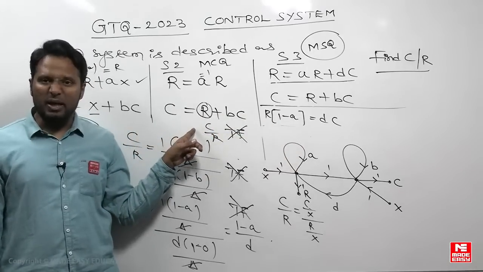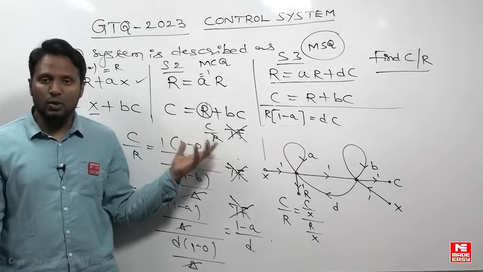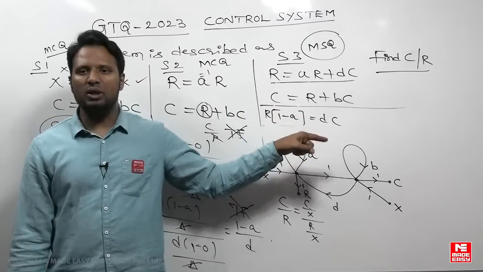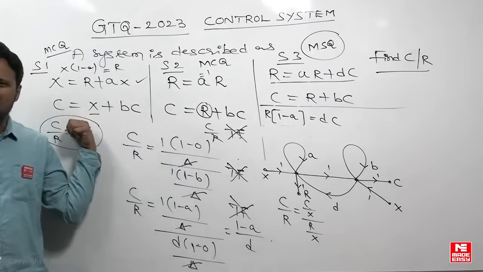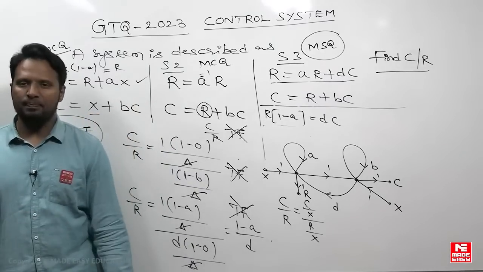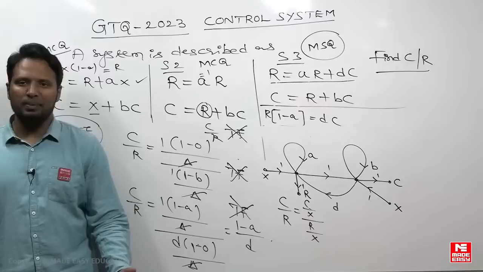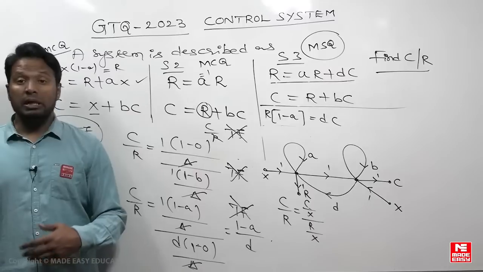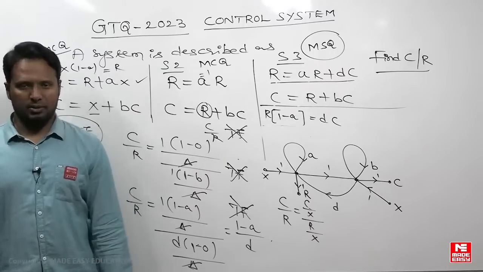Yes, this C by R is not a transfer function but it is unique. This C by R is not a transfer function and it is not unique. This C by R is a transfer function and it is unique. So I hope the statement is very clear. The statement is loud and clear that if it is a transfer function it should be unique, if it is not a transfer function it may be unique, it may not be unique.